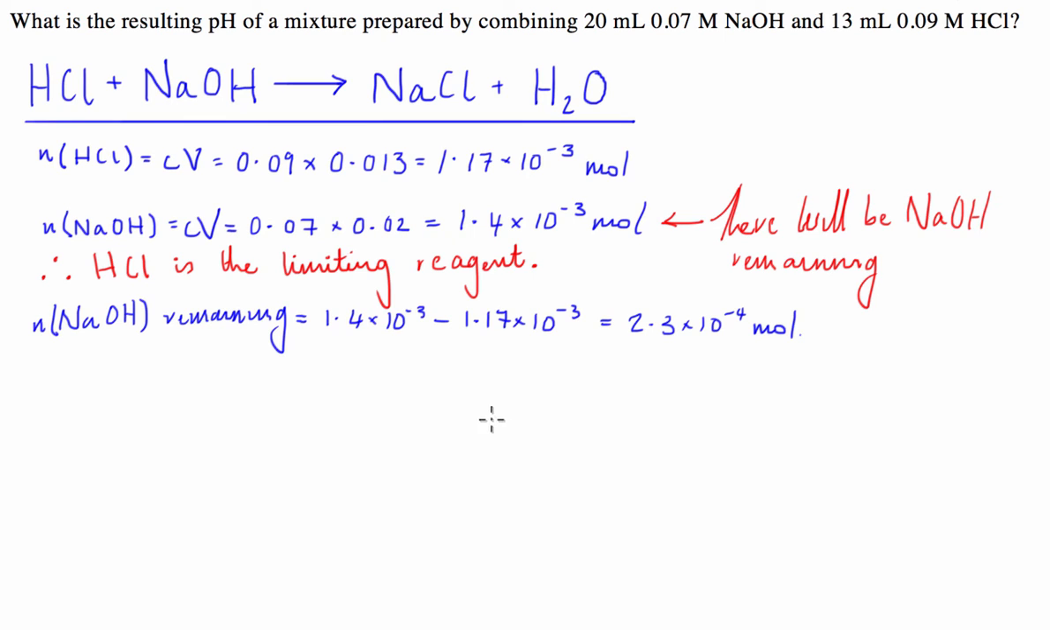Now, what we have to do now is, because to work out pH, let me just use a different colour. The formula for pH is equal to the negative log of the hydrogen ion concentration. So we need a concentration of hydrogen ions in the end.